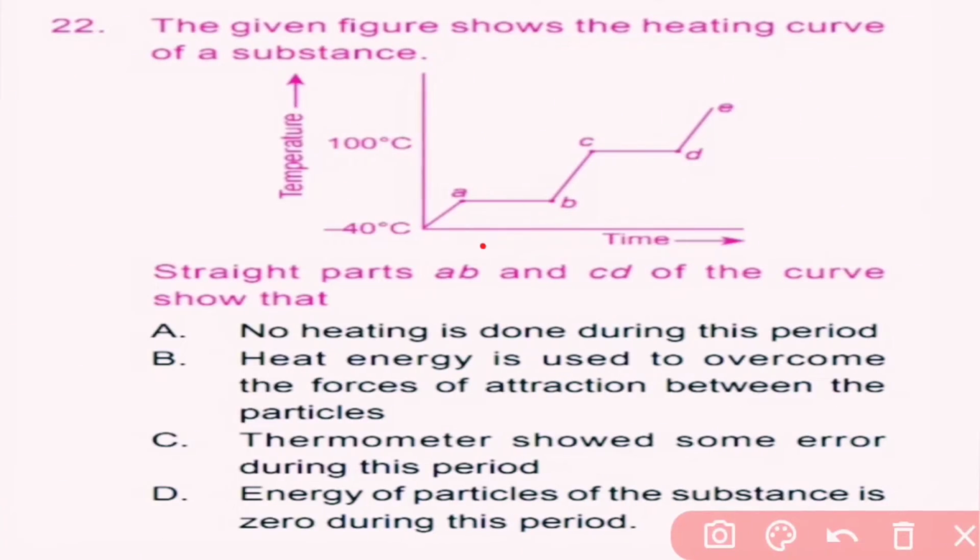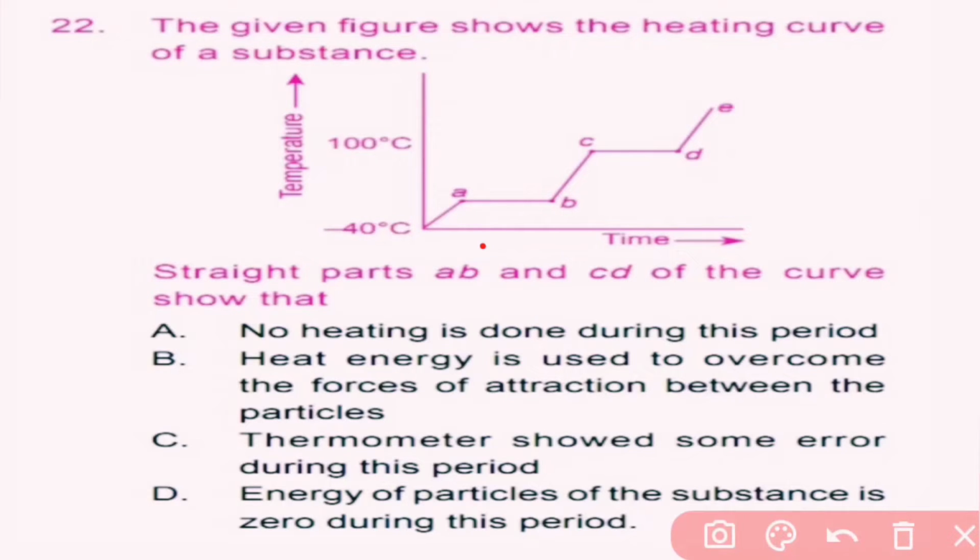Question number 22. The given figure shows the heating curve of a substance. The straight parts AB and CD of the curve show that: option A, no heating is done during this period. Option B, heat energy is used to overcome the force of attraction between the particles. Option C, the thermometer shows some error during this period. And option D, the energy of the particles of the substance is 0 during this period.